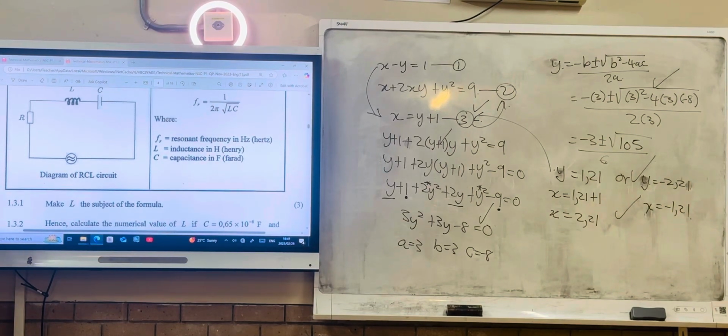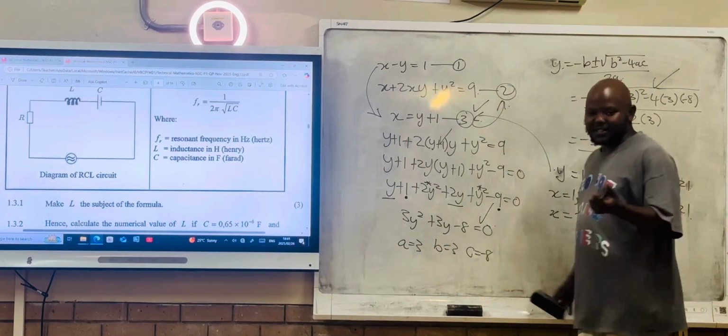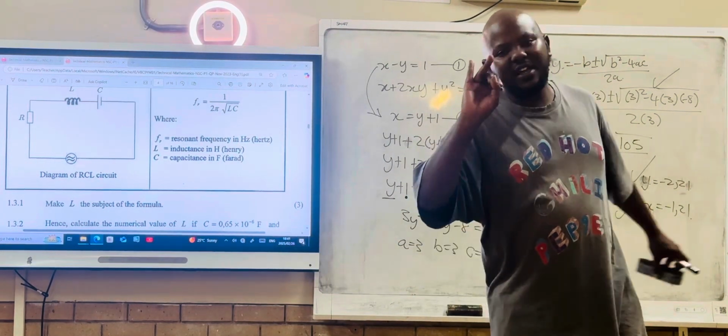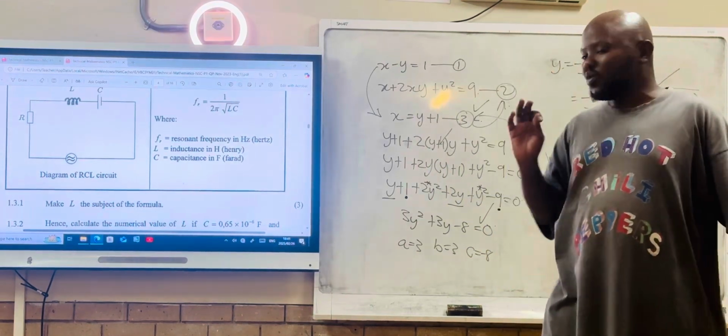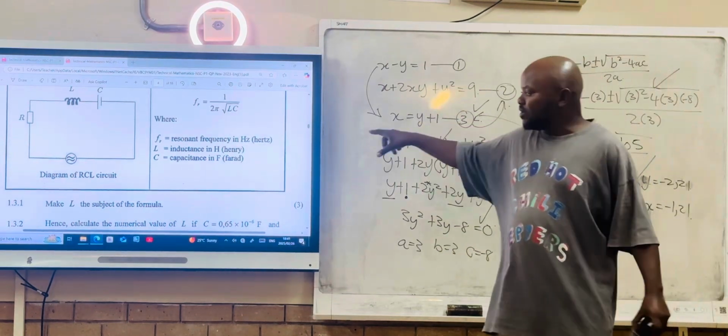Now the first question there says make the subject of the formula. I don't want to tell my learners that question number 1.3 is from Technical Sciences, automotive and welding, and they mix them there to make question 1.3.